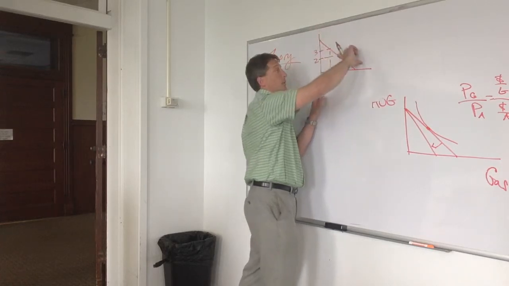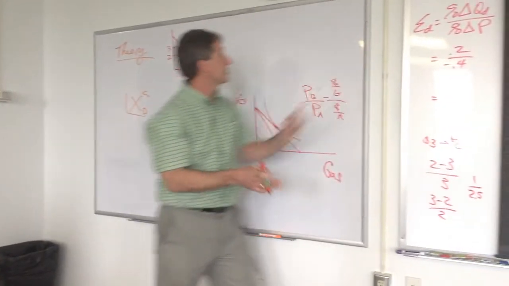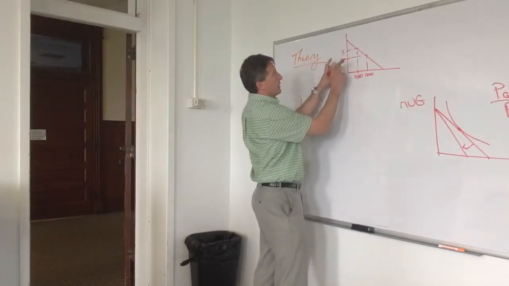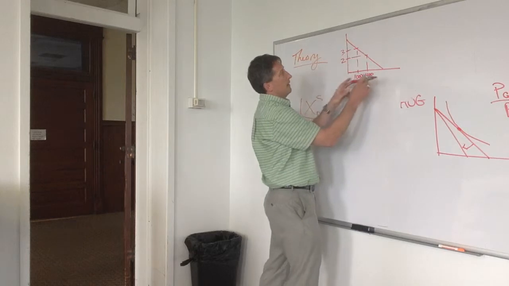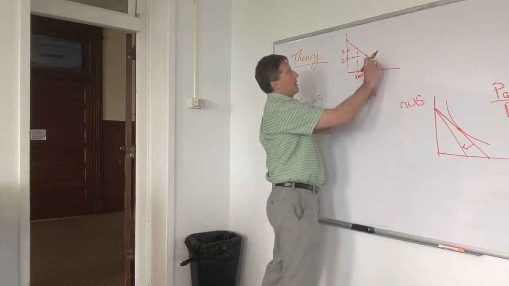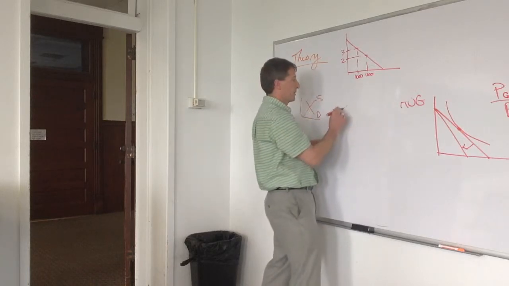Elastic. The lower portion was inelastic because of the way these ratios change. If we're talking about a very low quantity, then it would be a big percentage change in price, but a small percentage change in quantity. If we're on this section of the demand curve, it's vice versa. So that was that whole story we went through there.